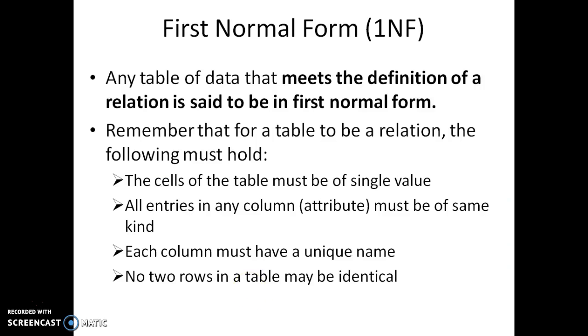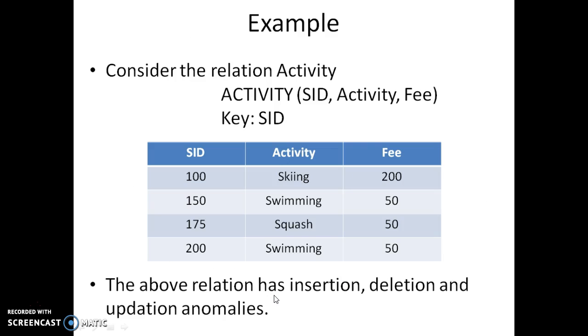Now the first normal form. What is the first normal form? Any table of data that meets the definition of a relation is said to be in first normal form. Remember that for a table to be a relation, the following must hold. The cells of the table must be of single value. All entries in any column must be of the same kind. Each column must have a unique name. No two rows in a table may be identical. So consider the same example, the activity example.